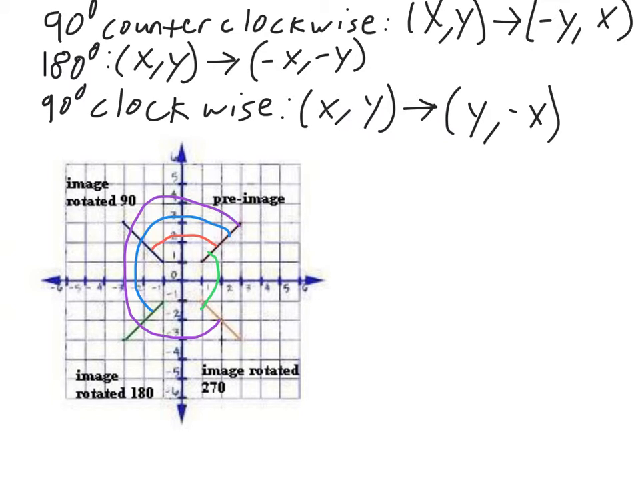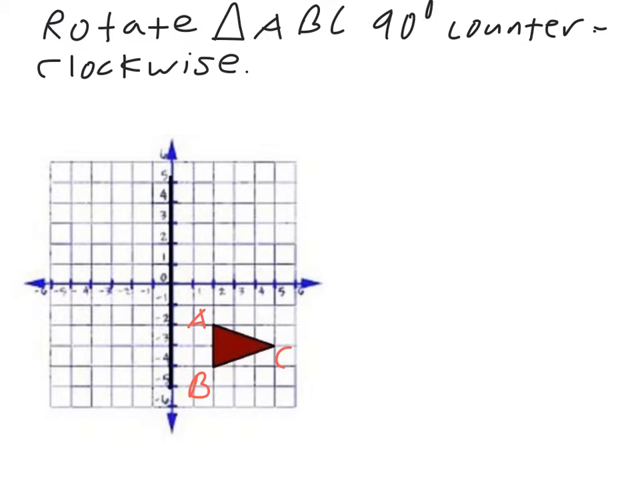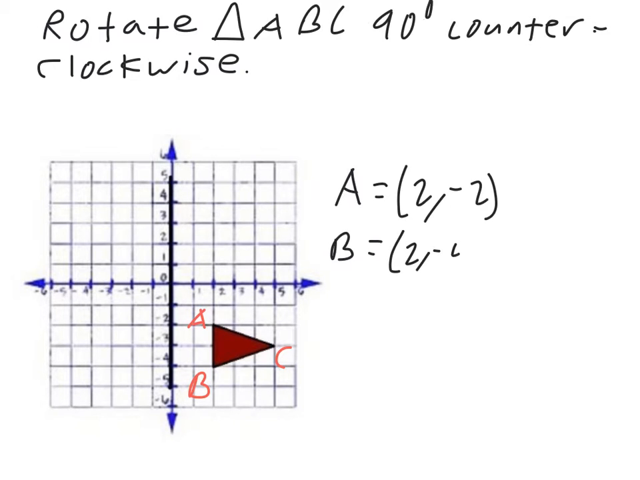It seems pretty difficult at first when you start looking at rotations, but once you use the rules, it's actually not that bad. So let's do one example before we end this lesson. Let's say we want to take triangle ABC, pictured here, and rotate it 90 degrees counterclockwise. First, let's take our coordinate points. Point A is the point (2, -2). B is the point (2, -4). And C is the point (5, -3).